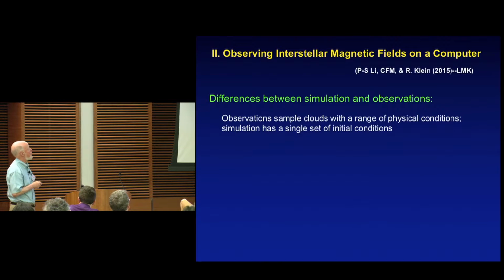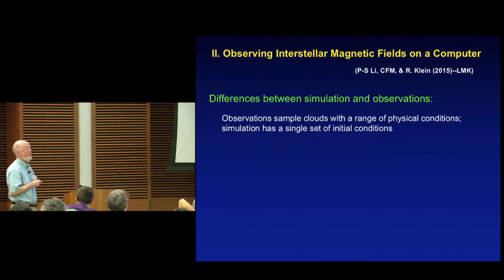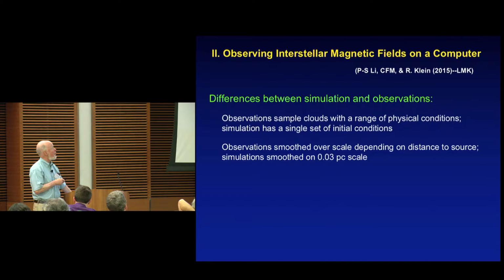And there are many differences between the simulation that we did and the observations, of course. First of all, these observations were, as I mentioned, essentially all the data that's available on Zeeman observations. It's a completely heterogeneous data sample, and we have one numerical simulation. The observations are smoothed over a scale which depends on the resolution of the telescope and the distance, and in our simulations, we just smoothed on a 0.03 parsec scale.